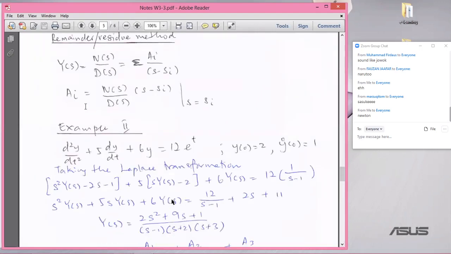So this is ai. So a1 is going to be the numerator divided by the denominator, which is the original quotient, multiplied by s minus s1. So this is the first factor. And then you evaluate the whole expression at the root of the first factor, in this case, s1. So let us do that.